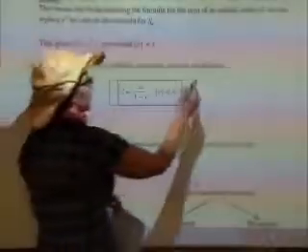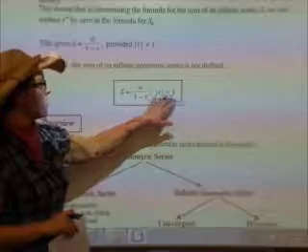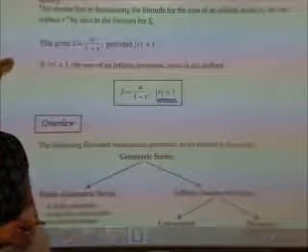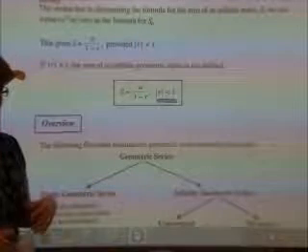So this is a convergent series. That's what this right here is. The absolute value of r is less than 1. Or the value of r is between negative 1 and positive 1.